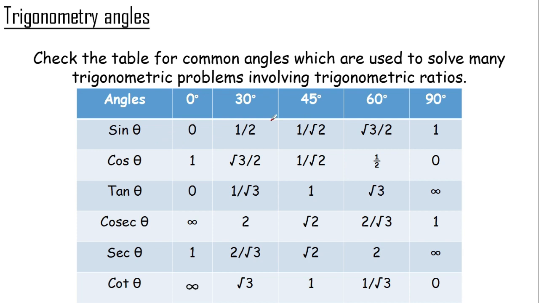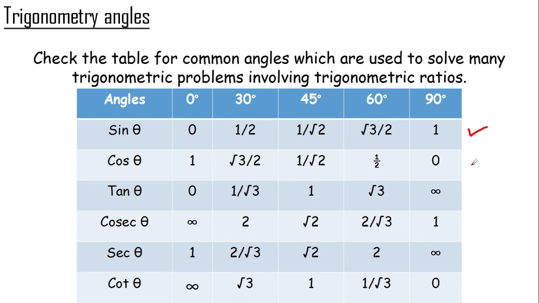When it's sine 0 degree we get 0. Sine 30 degree is 1 by 2. Sine 45 is 1 by root 2. Sine 60 is root 3 by 2. Sine 90 is 1.